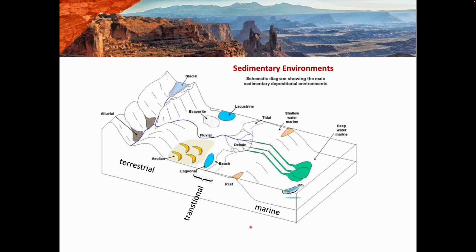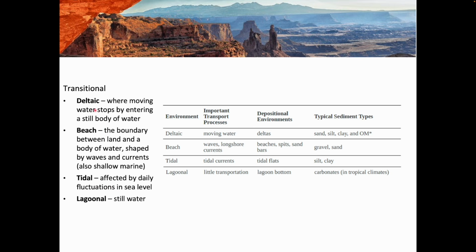So we've talked about our marine environments, and now we are going to move on to a couple of these transitional environments. The transition from the marine environment to our terrestrial environment. These include deltaic environments where moving water stops by entering a still or larger body of water. Beaches, the boundary between land and water shaped by waves and currents. We have tidal systems, which are affected by daily fluctuations in sea level. And we have lagoon systems, which are still coastal waters, where we have very little transportation of sediment.